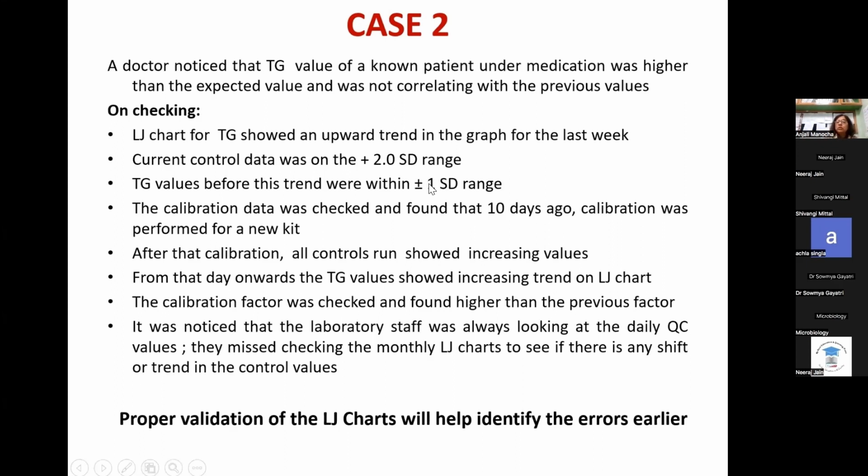So when he checked, he said, okay, show me the calibration. When was this last calibrated? And he found that 10 days ago, the calibration was done for a new kit. And ever since, there was an increasing trend in the control values. So all the controls from very near the mean were going on the higher side. There was an increasing value. So from that day onwards, the TG values were showing an increasing trend on your LJ chart.